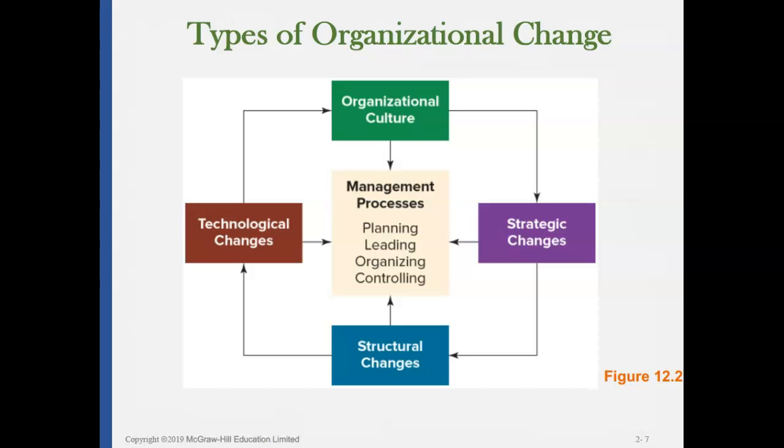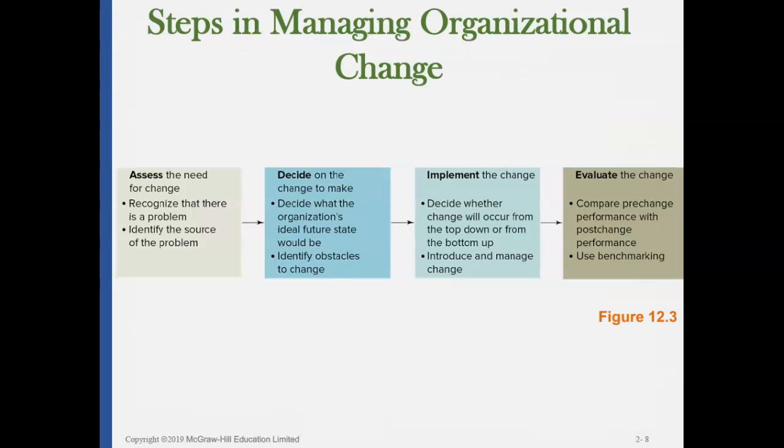Here it is in a diagram. You can see the four types of change outlined in the various colors: the green, the purple, the blue, and brown. And then in the middle, as the manager, you have to manage these changes through planning, leading, organizing, and then controlling. So steps in managing organizational change. First of all, you have to assess the need for change. Recognize that there's a problem and identify the source of the problem.